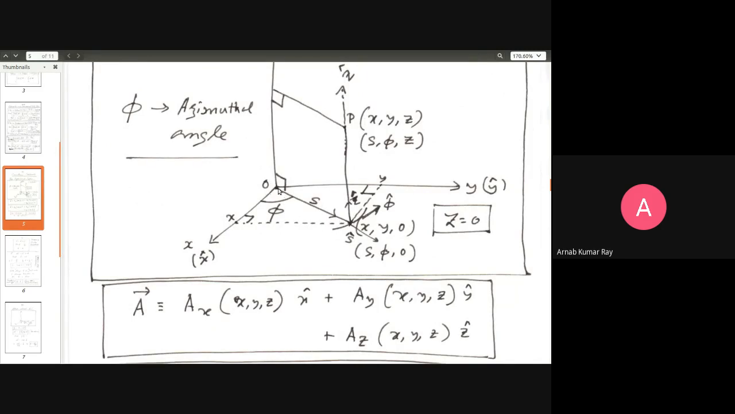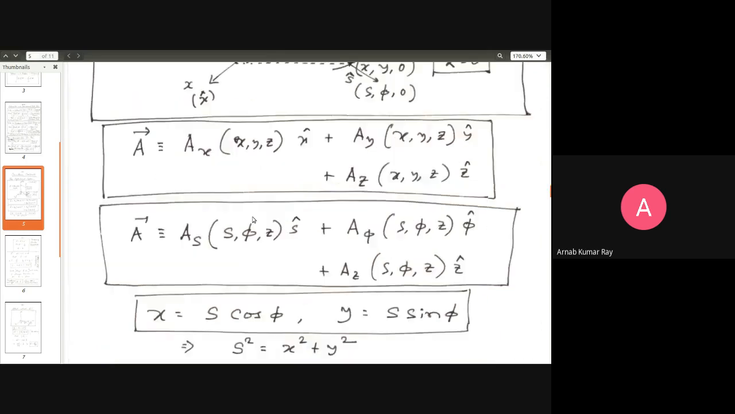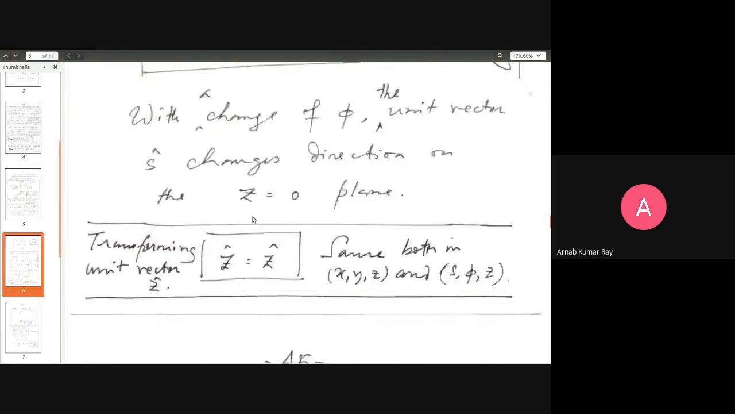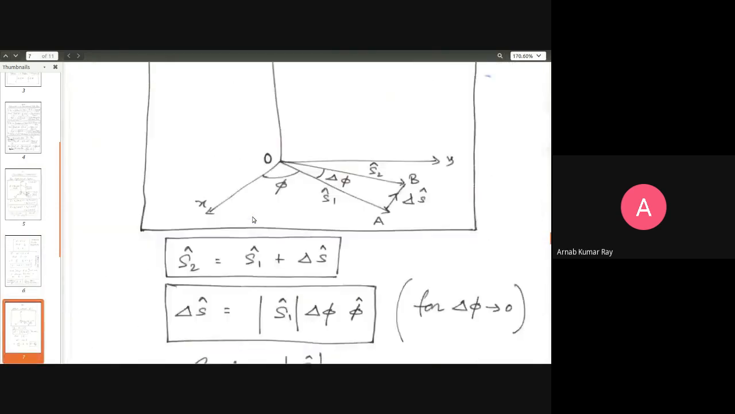You coincide, make phi equal to 0, and you coincide it with the x-axis. Thereafter, you increase phi and this tip over here will trace out a circular path all around by the time you come back to where you started from. So what about the phi cap unit vector?